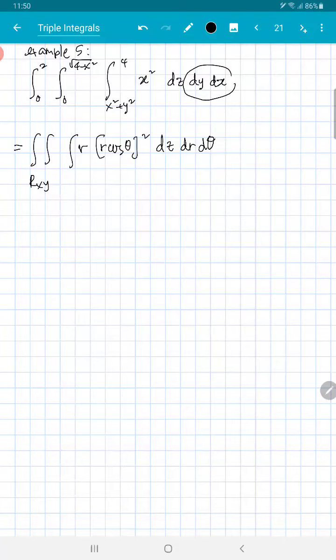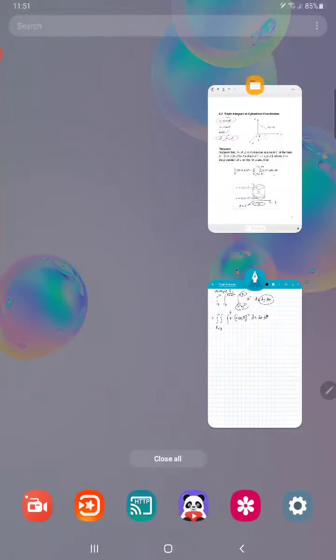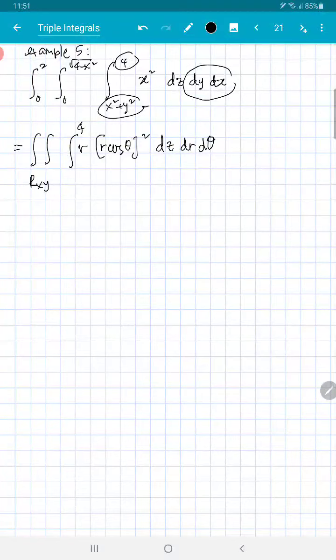Okay. Now let's get the upper and lower limits for z. The upper limit for z here is 4. So that's the top surface. In cylindrical, it's the same thing, still 4, still the top surface. And the lower limit is x squared plus y squared. In cylindrical, that will still be the lower limit for z, but you don't use x and y. So we have to change to r and theta. x squared plus y squared will be replaced by r squared.